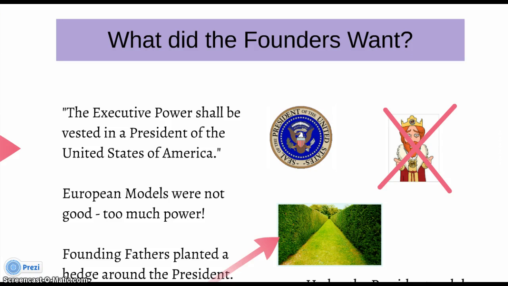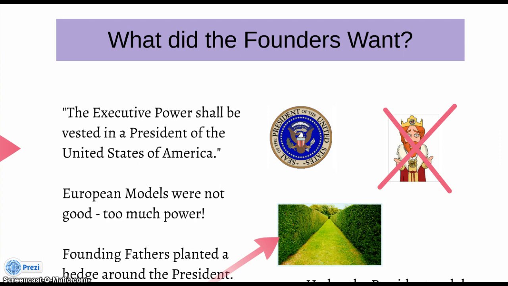So what is it that the founders wanted? Well, we know for one thing that they did not like European models for executive power. That refers to kings, queens, and emperors. And as you can see, this poor chap here on the right has a big X drawn through him. So they did not want to recapture that idea of the European executive because European executives were too strong and had too many powers vested in them.